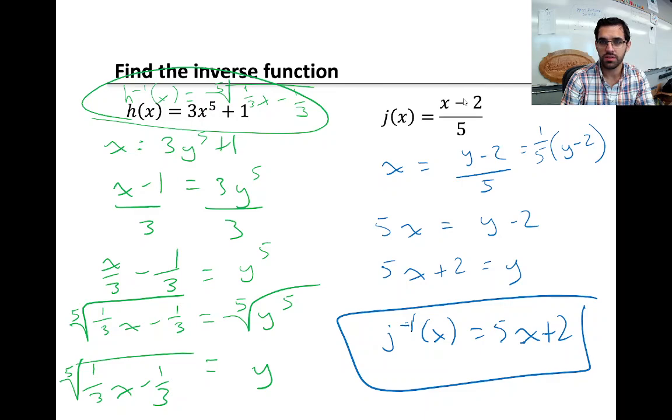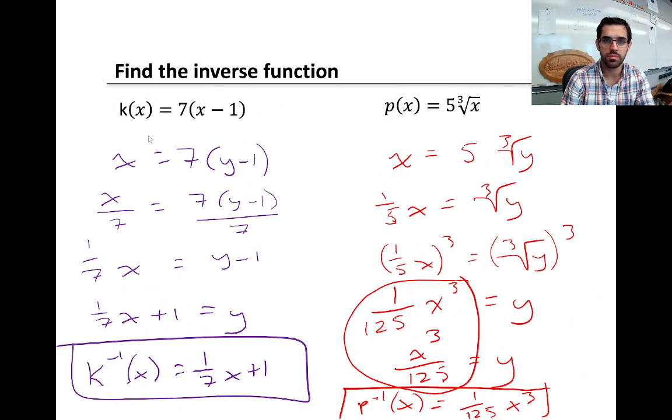J is actually a linear function, but it's written like a fraction, so we'll treat it like a fraction. First thing we're going to do is swap the x's and y's. Then we'll do the manipulation, multiply each side by 5, and then add 2. So here's our inverse function, or J inverse.